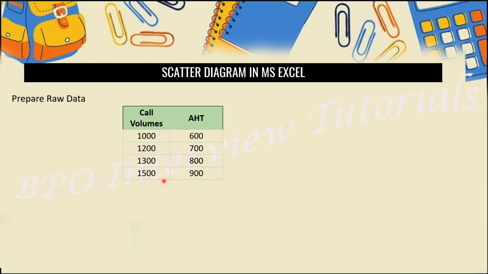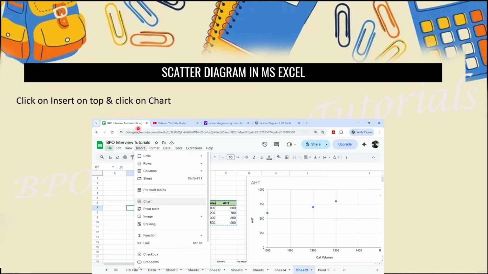Okay, let's see an example with the help of MS Excel, guys. Let's consider we have a data set. The data set has call volumes along with the AHT, and let's consider that this data is day wise, or per day data. Okay, next point. Now here select the entire data, click on insert and click on chart. You will get the option called chart, guys. Okay, so we have to do this.